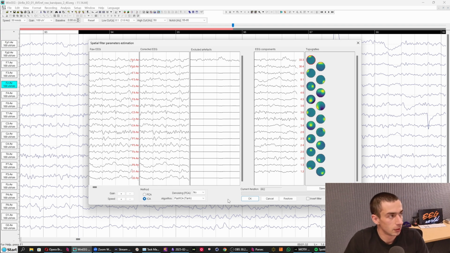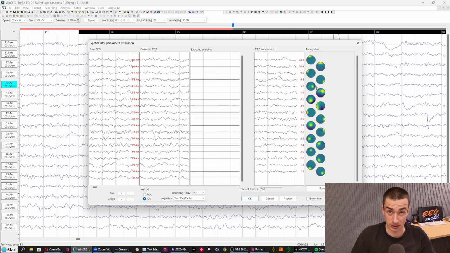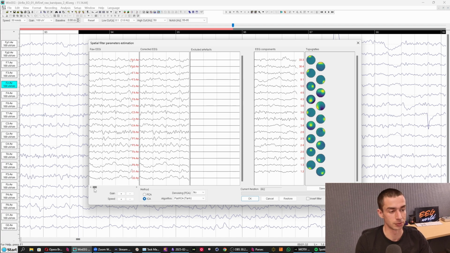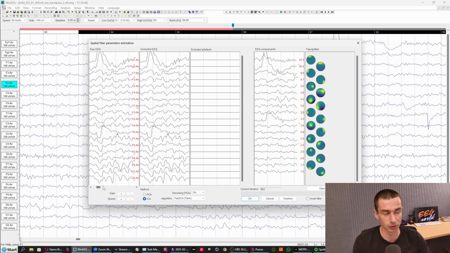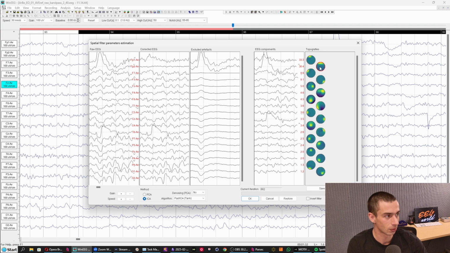So we've just put the data through the ICA algorithm, and we now have sources with these topographies that we can select to see if we can remove them from the data if they're artifactual, and of course keep them in the data if they are real. So this is where the human supervision of the machine learning algorithm is quite important.